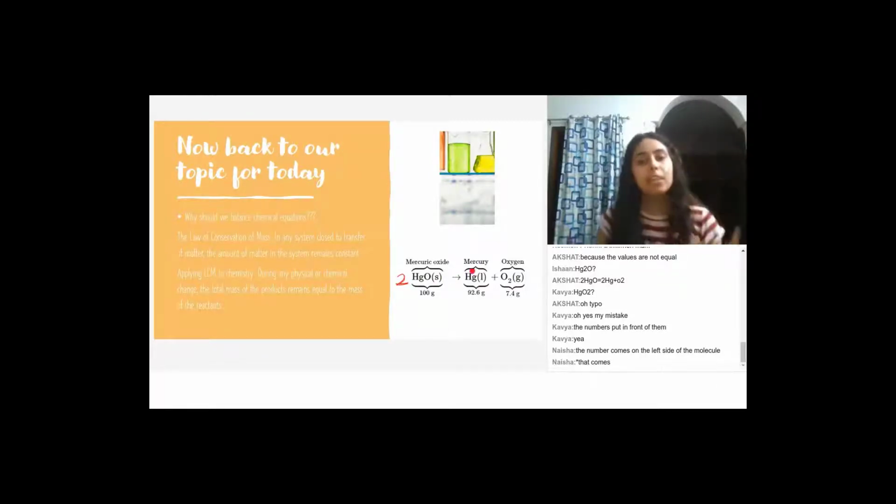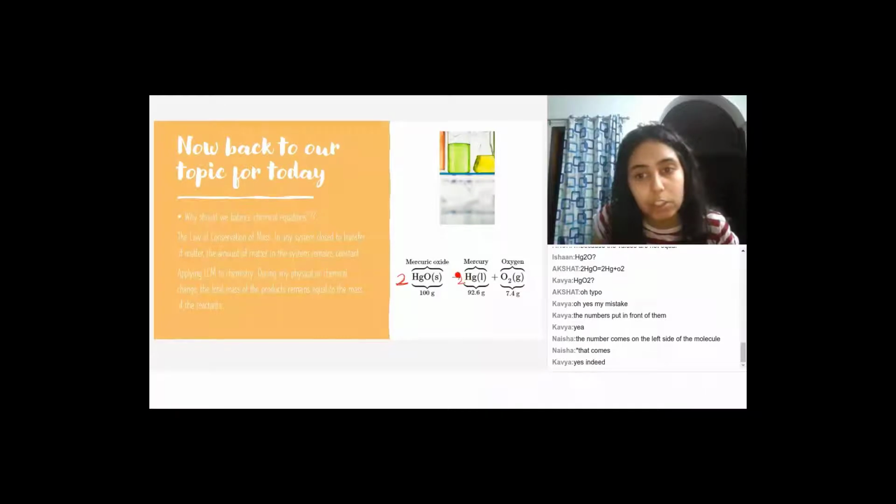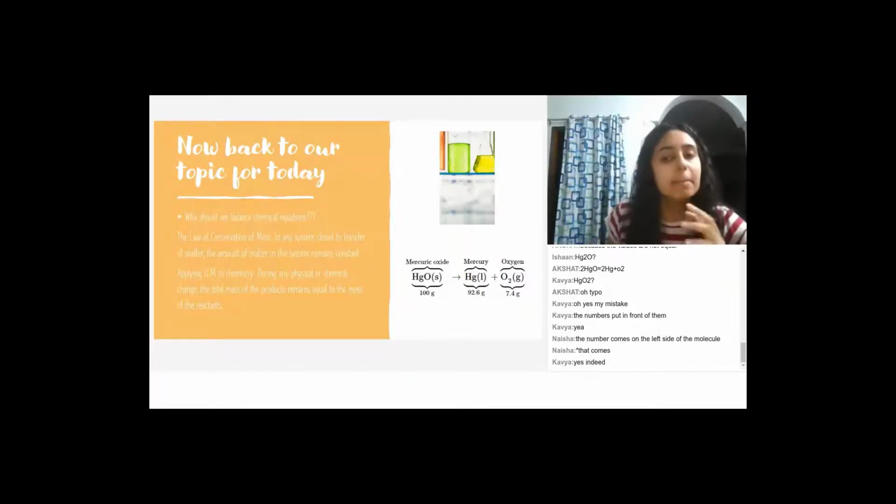Any number that I put on the left hand side, if I put it over here also, that is also a big number. Here, that is also a big number. So towards the left hand side of any compound or molecule, I put a big number. And what does a big number do?